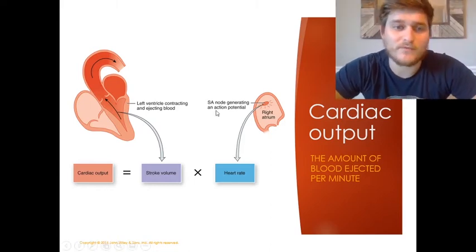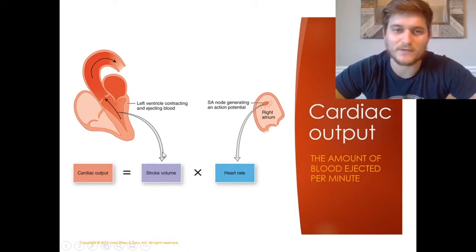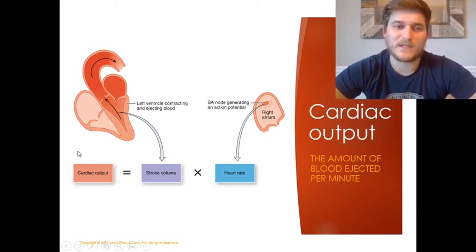So since stroke volume is going to be an amount of blood, typically measured in milliliters or liters, and heart rate is going to be a rate per minute, cardiac output is going to be the milliliters or liters of blood ejected every single minute.